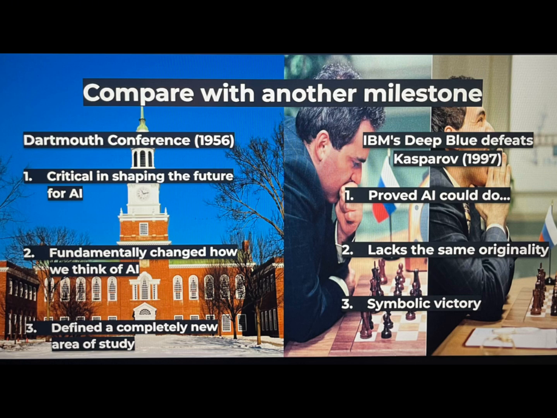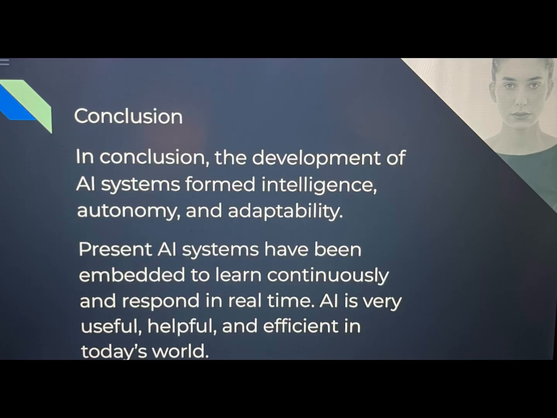The Dartmouth Conference was critical in shaping the future of AI, and it fundamentally changed how we think about AI and completely defined a new area of study. So the Dartmouth Conference was pioneering, and IBM defeating Kasparov was the result of that pioneering. Now I will go into the conclusion for my part of the project.